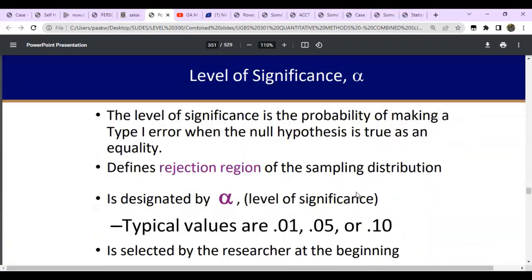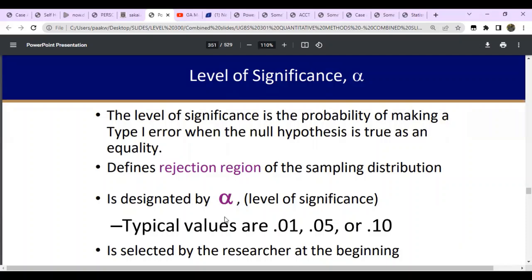Now let's talk about the level of significance, alpha. The level of significance, alpha, is the probability of making a type 1 error when the null hypothesis is true as an equality. It defines the rejection region of the sampling distribution. So I told you the level of significance is the probability of making a type 1 error when the null hypothesis is true as an equality. It defines the rejection region in the sampling distribution.